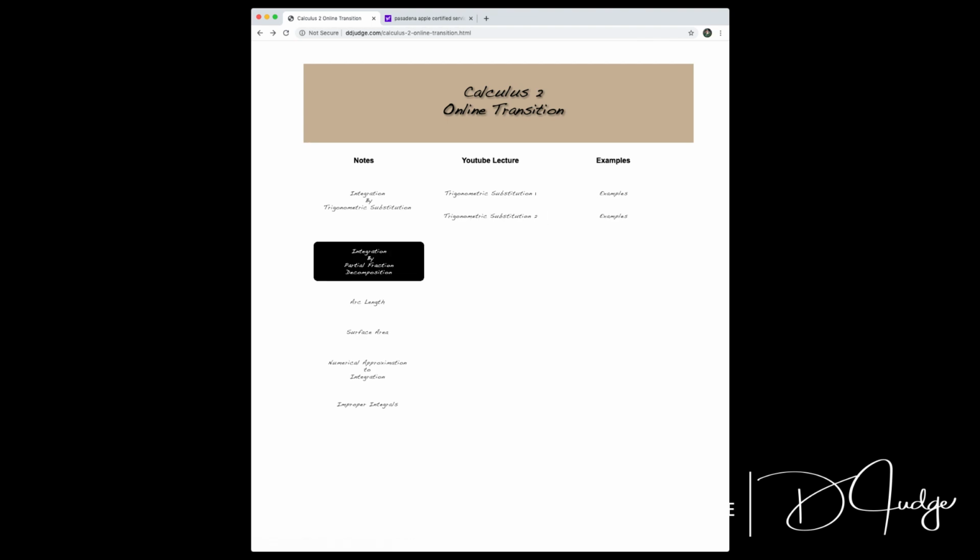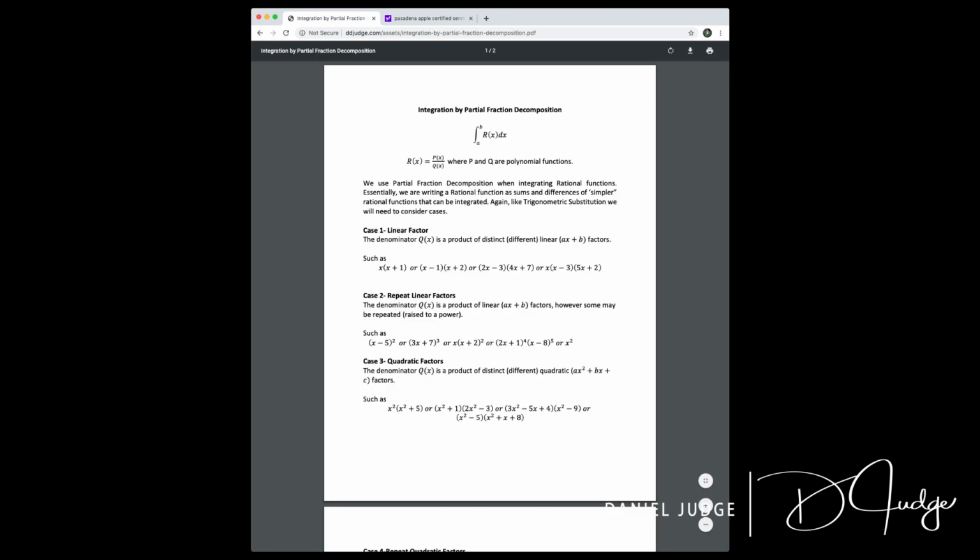And then today, we're going to work on integration by partial fraction decomposition. So there's another technique, and I'm going to ask you guys, let's see if you remember partial fraction decomposition. In pre-calculus, you study partial fraction decomposition.